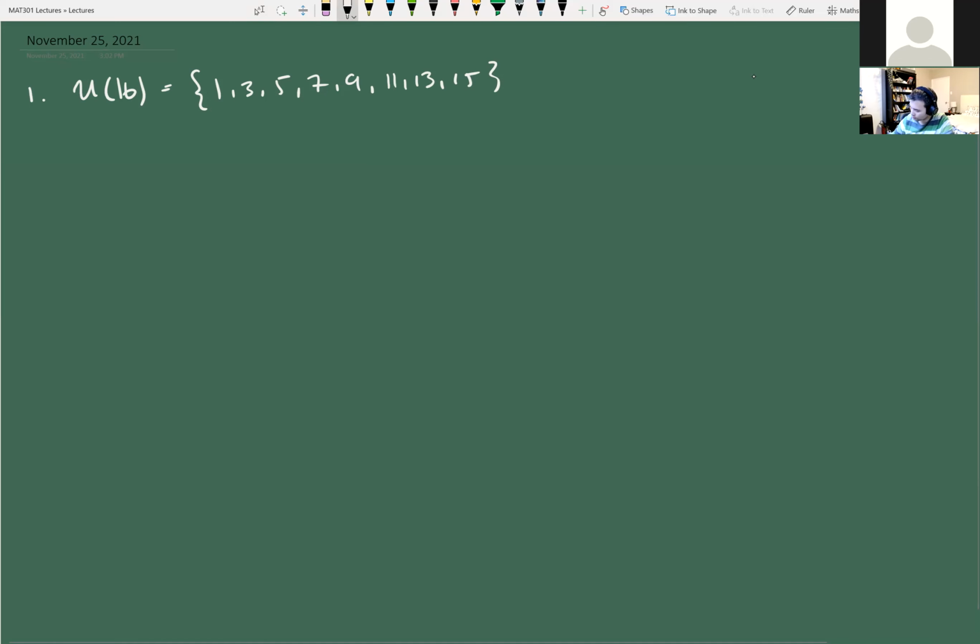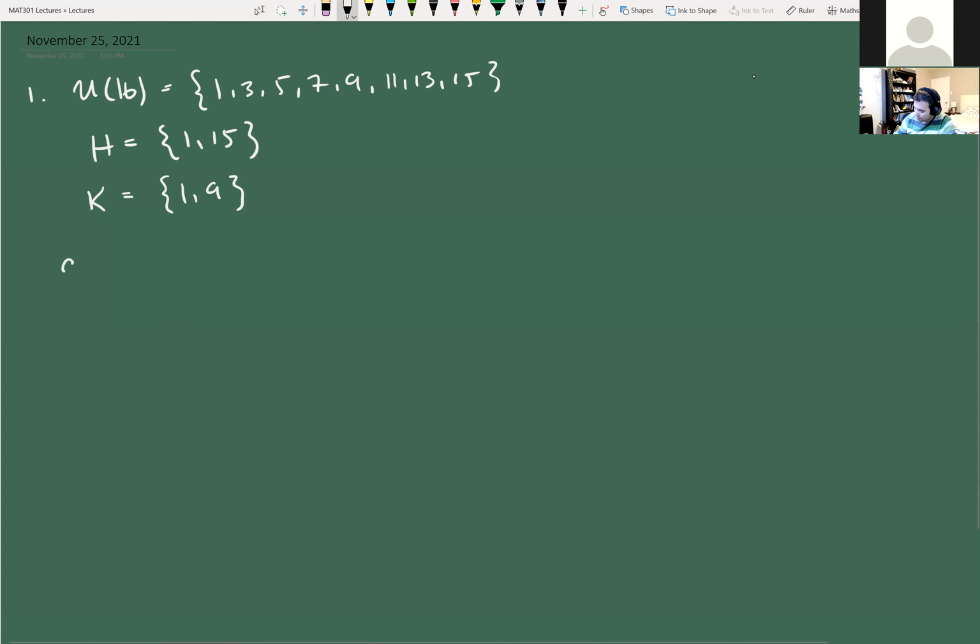And we've got H is {1, 15}. And that is a subgroup, right? Because 15 squared is 225, which is congruent to 1 mod 16. And we've got K is equal to {1, 9}. And same thing, yep, that is a subgroup. 9 squared is equal to 81, and 5 times 16 is 80. So again, 9 squared is congruent to 1.